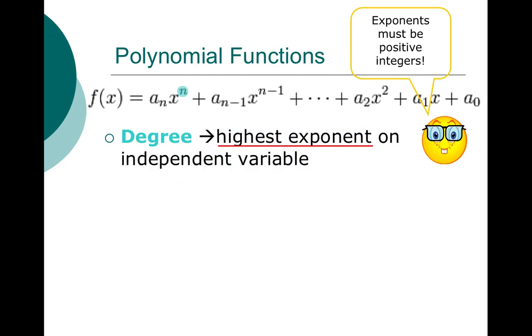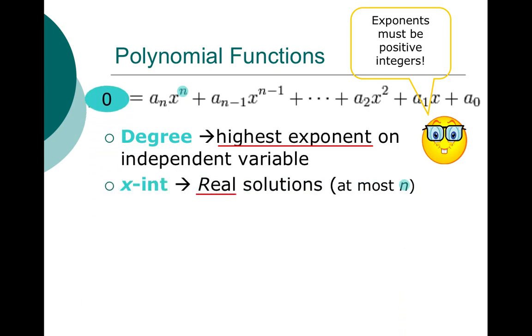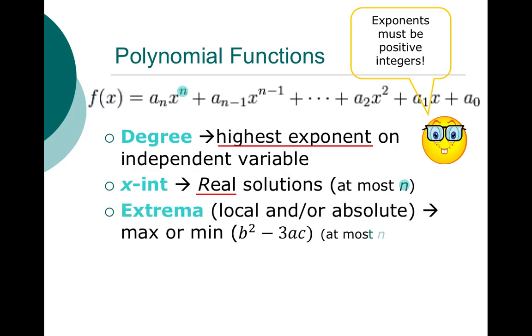So just some vocabulary. The degree is the highest exponent on the independent variable. X-intercepts are real solutions. It's when you make y equal to 0 and you solve for x over the set of real numbers. You have at most n x-intercepts. So if you have a degree 10, you might potentially have 10 x-intercepts. Extrema are local or absolute maxes and mins.